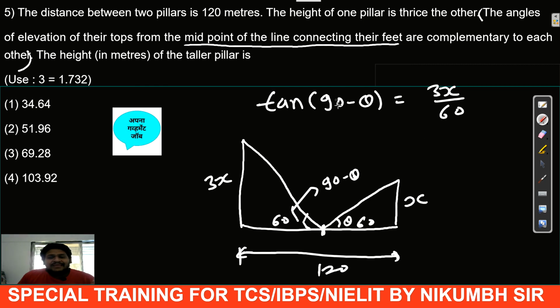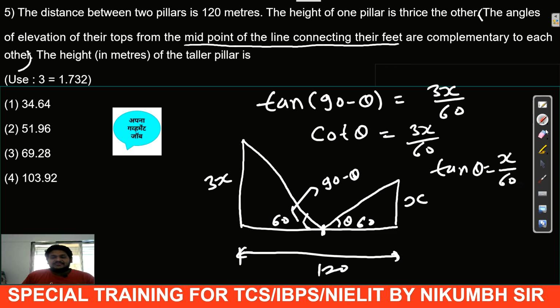Now I know that tan(90 minus theta) is nothing but cot theta. This thing I know, the relation of identities I know. So cot theta is equal to 3x upon 60. Here also, if you look, I have tan theta, which is equal to x by 60.